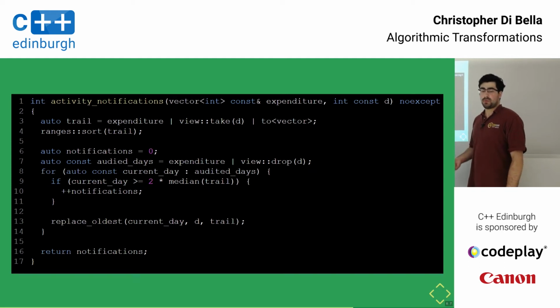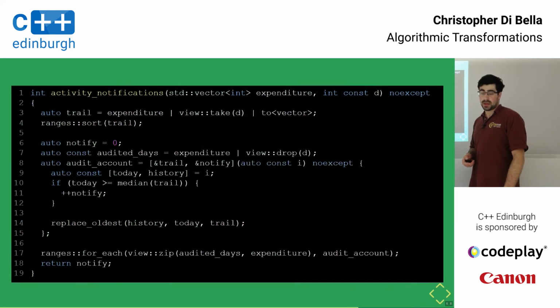Are there any questions about what's on screen now? What we've done here is we've discarded a certain number of days. We've said that we are going to make the audited days the remaining days, and then we're going to use a range for loop to iterate over things. And if you're like me, then you would want to stick that into lambda.